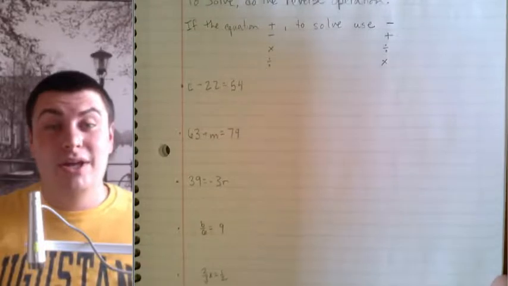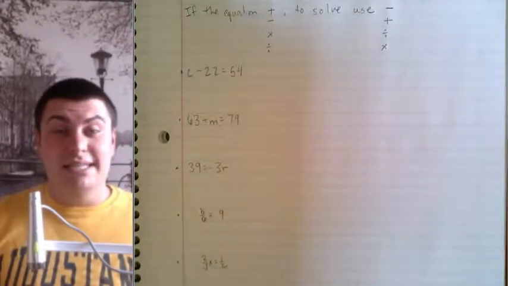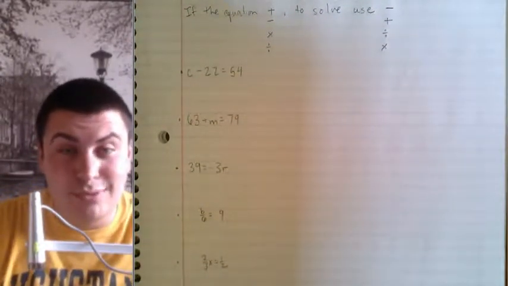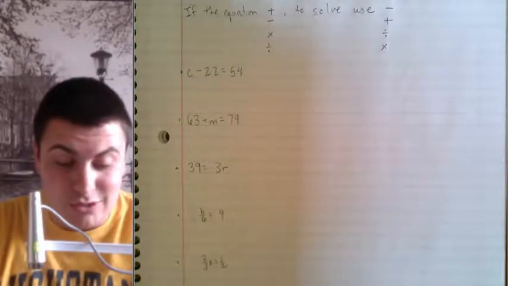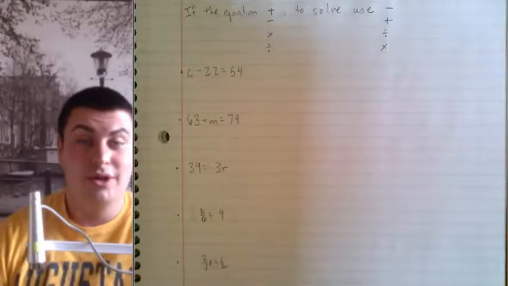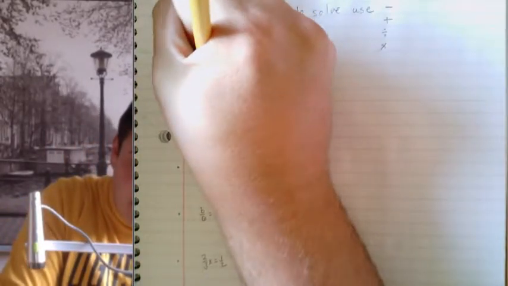So if we are solving for C, and we see that C minus 22 equals 54, we're going to do the reverse operation. So C minus 22 equals 54. We are going to add 22 to both sides.